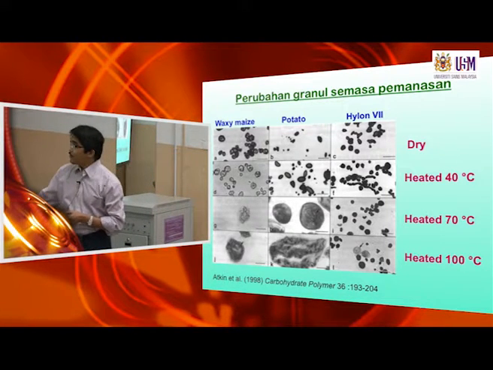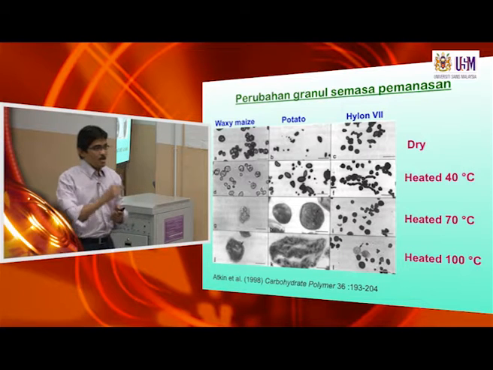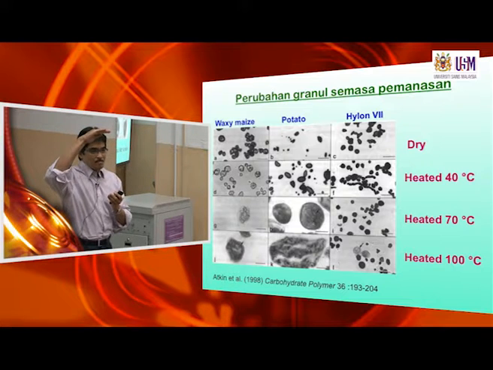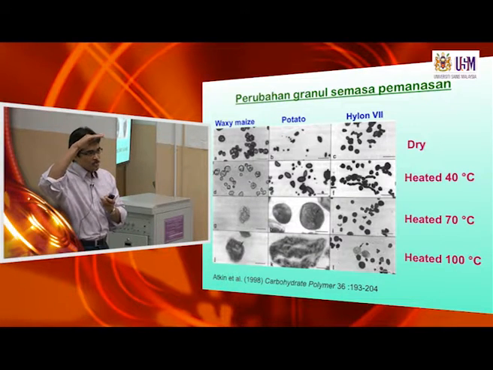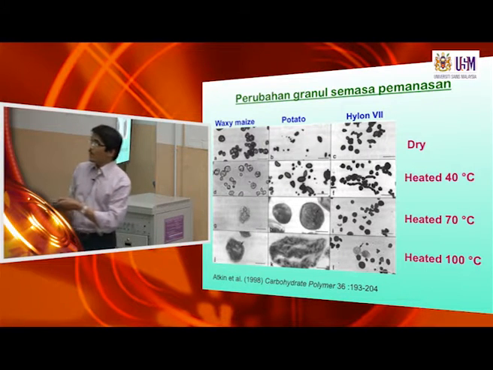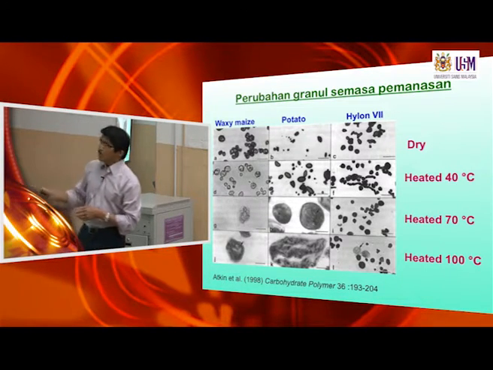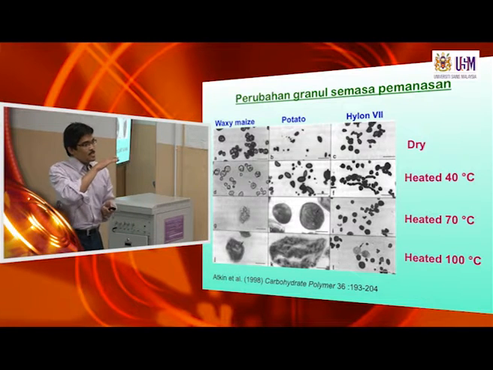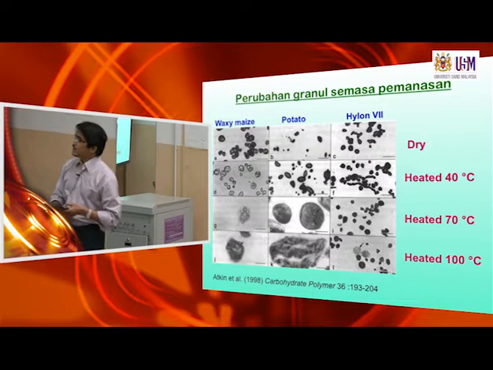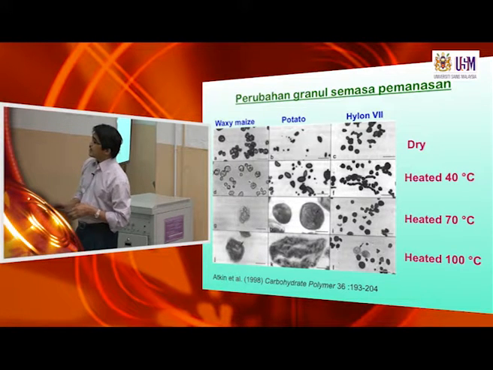Whereas potato, normal starch, would increase the viscosity rather slowly, gradually, then reach the maximum, then the granule will start to break or disintegrate, and it will lose the viscosity, but rather slowly, more gradually compared to waxy maize. And for high amylose starch, maybe you don't even see the increase in viscosity.